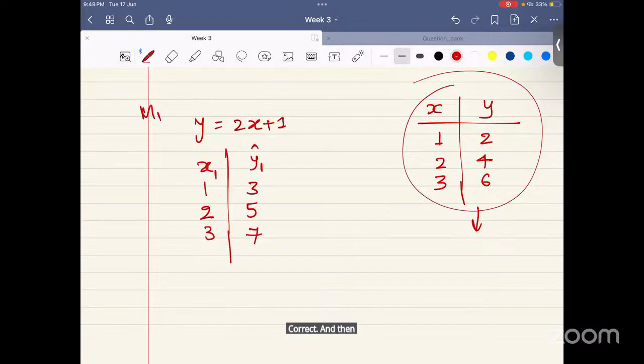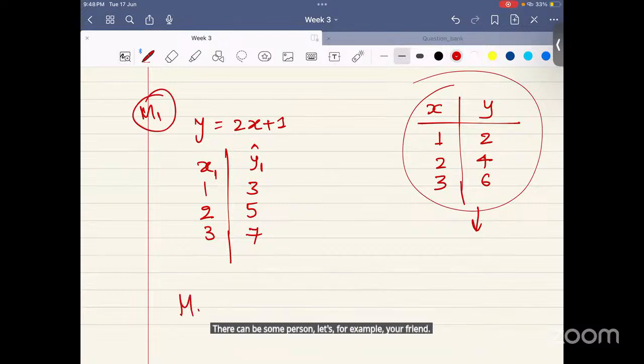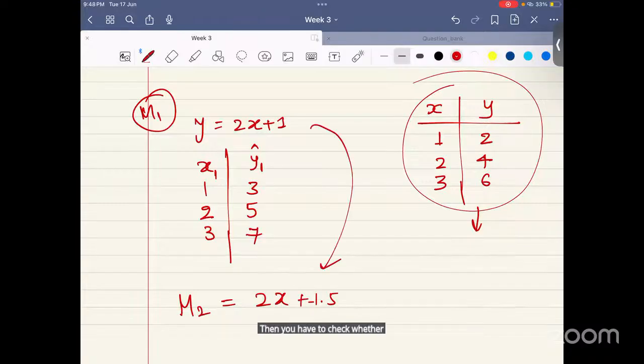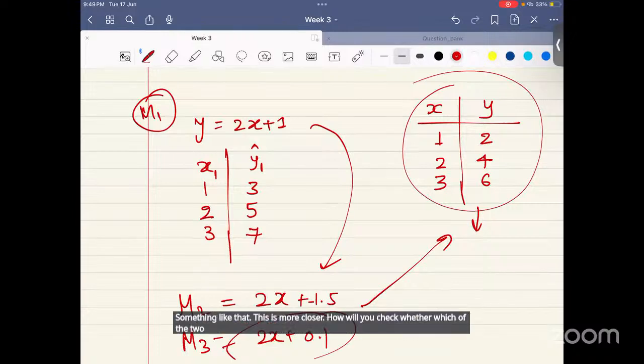Correct? And then you have to find the sum of squares that you have been asked to find, right? Those are metrics to find whether the model that you have built, M1, is better than the other or not. Let's say your friend has built a model M2 equals 2x plus 1.5, or maybe 0.5. Then you have to check which of the two is better, which of the two is almost similar to the actual value, right? I can build a model M3, 2x plus 0.1, something like that. This is closer. How will you check which of the three is closer to the original value?